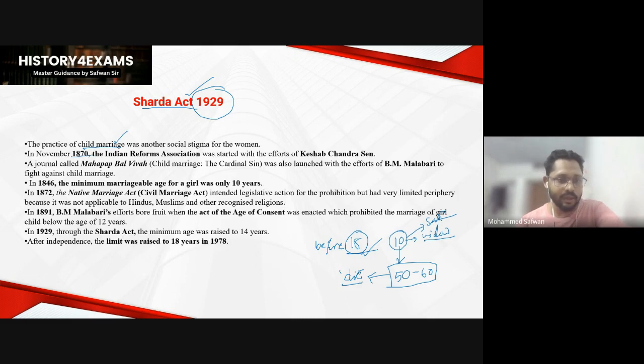In November 1870, we have the Indian Reforms Association by Keshav Chandra Sen. As you know, when we discuss Brahma Samaj, it was around 1828. Later, the leadership was taken by Debendranath Tagore, and later the Acharya became Keshav Chandra Sen. During his time, he took many measures, one among them being the Indian Reforms Association, and he criticized child marriage.